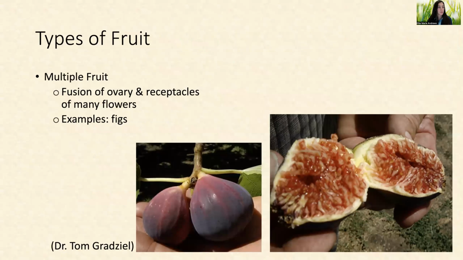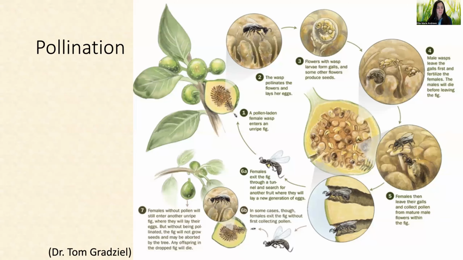And moving on to figs, we're just going to cover multiple fruits really briefly with the example of figs. So this multiple fruit means a fusion of the ovary and receptacles of many flowers. So here's a common example of that. And figs have pretty interesting pollination that I'm not going to go into in depth here, but essentially they rely on wasps to pollinate the flowers and lay eggs.